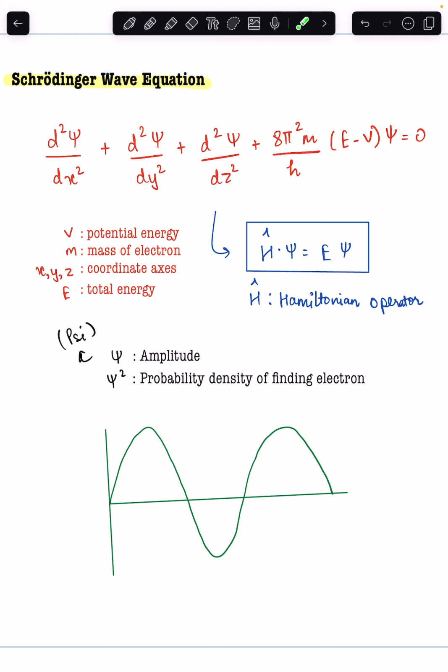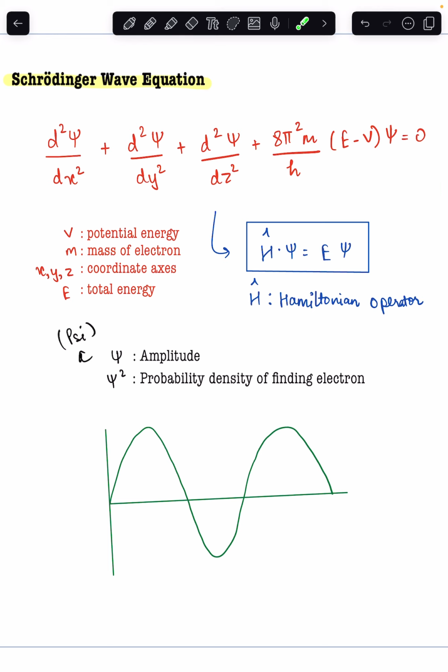And you cannot say that at a place the probability of finding an electron is minus 0.5, because that does not make any sense. Negative probability does not make any sense. So that is why psi square will always be positive, and that also makes sense. So I hope this whole thing makes sense to you.